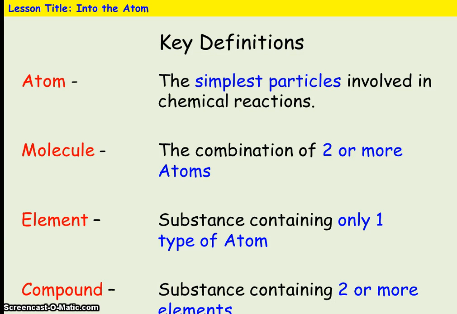So an atom is the simplest particle involved in a chemical reaction. A molecule is two or more atoms. An element is a substance only containing one type of atom. So for example, oxygen, that would be a molecule because it's two atoms, but they're both oxygen, so it would be an element. A compound, however, is a substance containing two or more different elements. So for example, water would be an example of a compound.